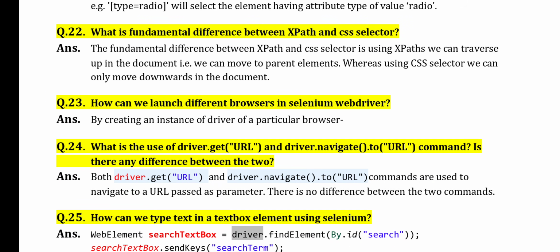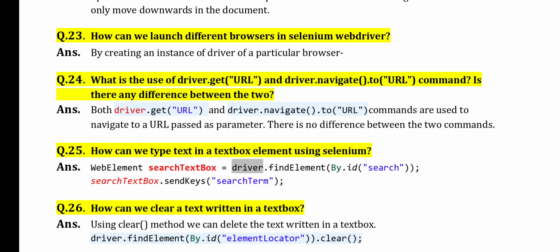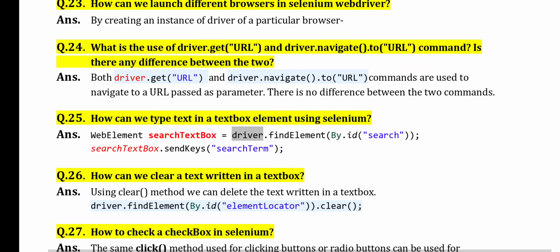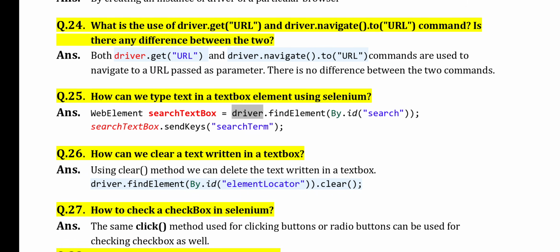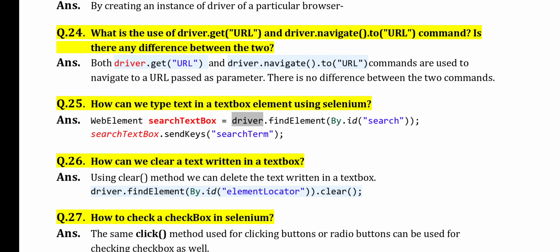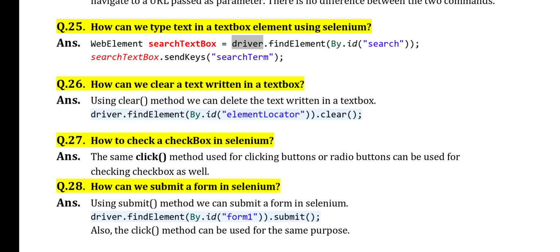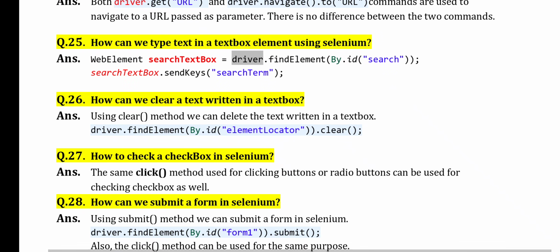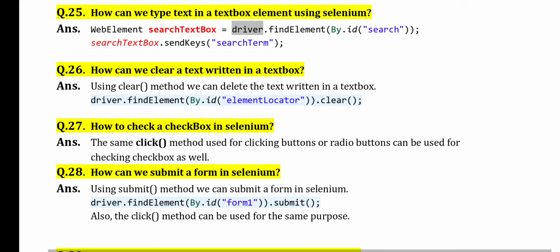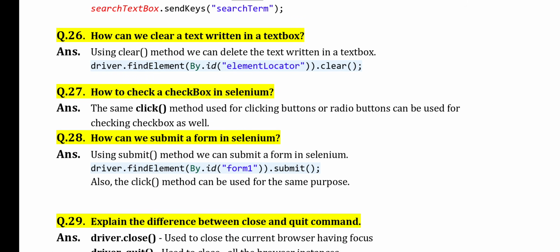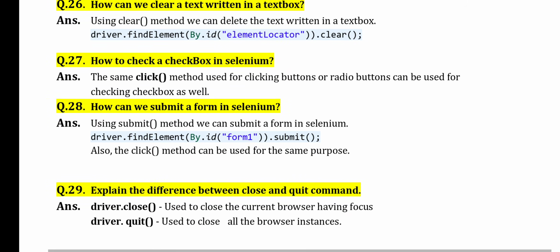What is the fundamental difference between XPath and CSS selector? How can we launch different browsers in Selenium WebDriver? What is the use of driver.get(URL) and driver.navigate().to(URL) command? Is there any difference between these two? How can we type text in the text box element using Selenium? How can we clear text written in a text box?